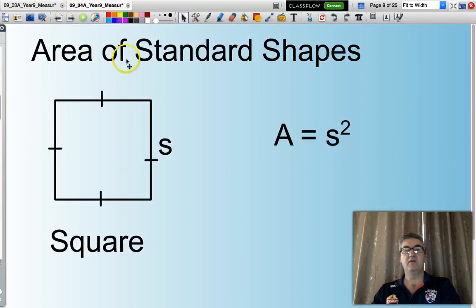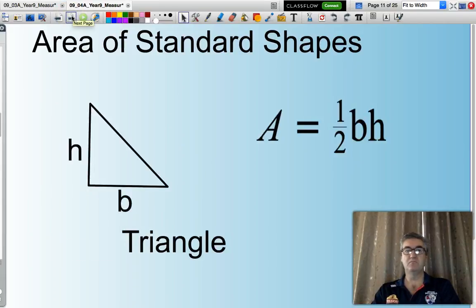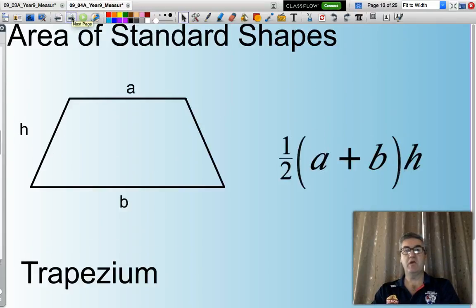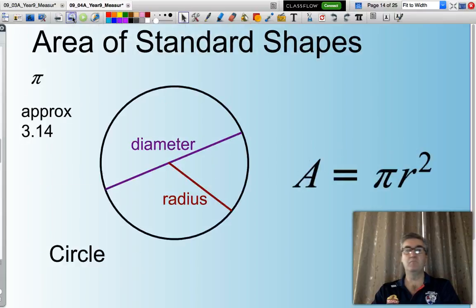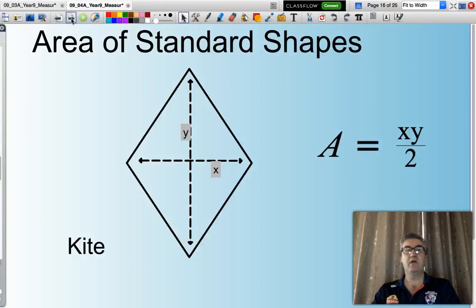Now, again, working with the area of standard shapes, an understanding of this is essential for working out volume. I'll just flip through these. I've gone through these a couple of times. Area of a square, area of a rectangle, area of a triangle, area of a parallelogram, area of a trapezium, area of a circle, sector, and kite.